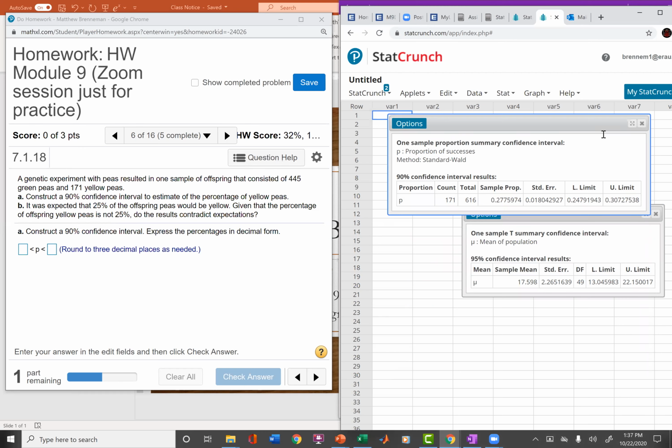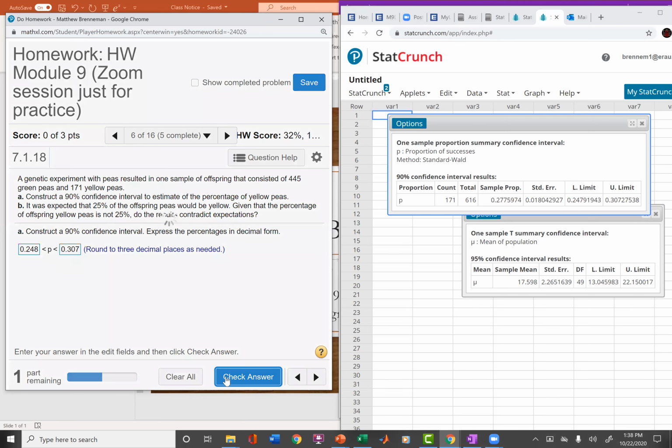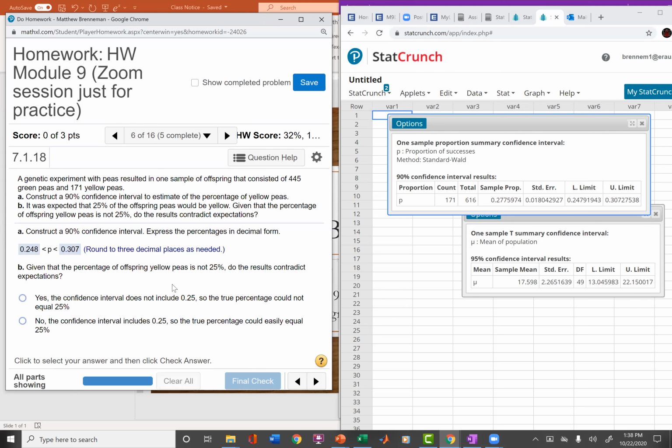All right, good. And so this is one of the reasons why when you're doing these problems, it always helps to look at the context, right? Percentage of what? Percentage of peas that are yellow. What is my population? All peas, right? And it just happens we're working with peas that can only be green or yellow for some reason. Okay, so my lower limit here, and you can go ahead and pick off yours, is 24.8, and the upper limit 30.7.